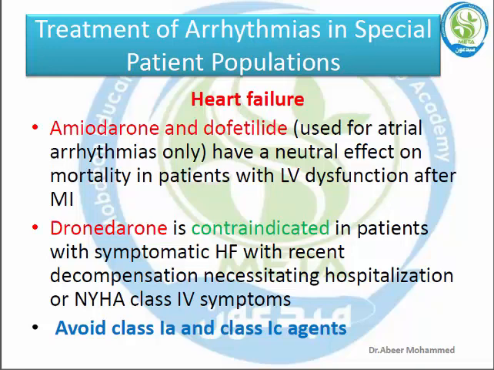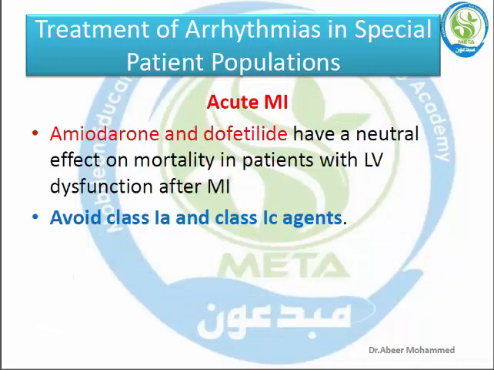Dronedarone is contraindicated, just like class 1 antiarrhythmics. Class 1 antiarrhythmics like flecainide, propafenone, and phenytoin are all contraindicated in patients with heart failure with reduced ejection fraction and arrhythmias. In patients with arrhythmias and acute MI, amiodarone and dofetilide have a neutral effect on mortality, but beta blocker has a mortality benefit. Also, we should avoid class 1A and class 1C in patients with arrhythmias and myocardial infarction. That is the end of arrhythmias.